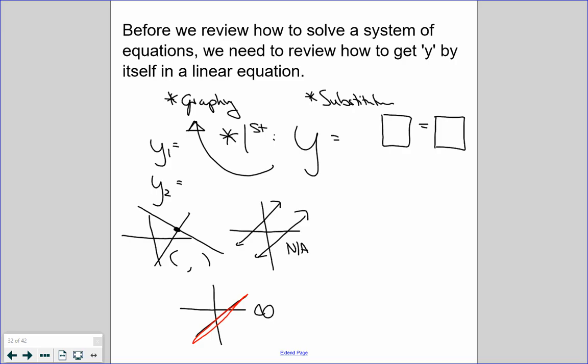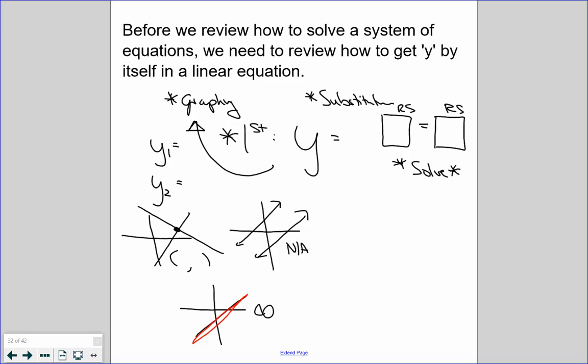For substitution, what we do is the understanding that if we can write the same thing on the left side, aka y equals y, then we can write the same thing on the right side. So we can make the two right sides equal to each other. And then we go ahead and we just solve it like you did back in junior high. This is called an algebraic solution.